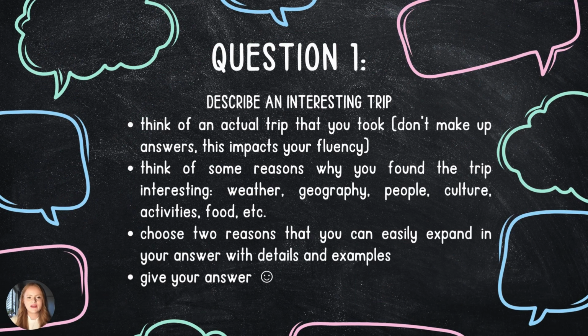In question 1, it says describe an interesting trip. So now think of an actual trip that you took. Once you thought of an actual trip, now think of some reasons why you found this trip interesting. Was it the weather? Was it the geography of the place that you went to? The people, the culture, the activities that you did, the food, and so on. From all these reasons, you could choose 2 of them to focus and develop with details and examples. And then practice giving your answer.